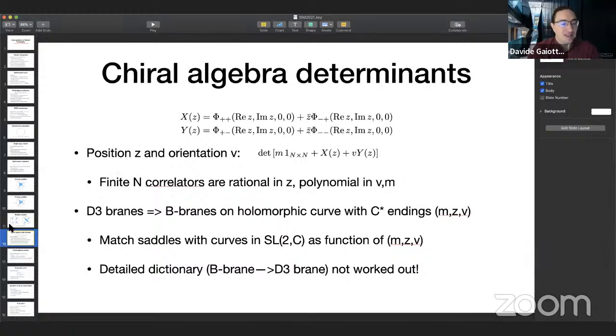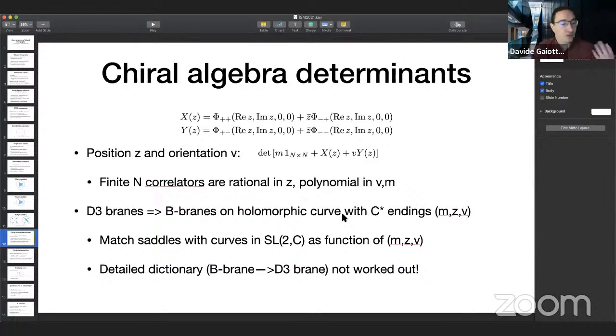What were the D3 branes in the physical theory should become the D2 branes in the B model, essentially things that wrap a holomorphic curve inside a 3-dimensional complex geometry. And these parameters M, Z, and V control some endpoints of these D-branes as they approach the boundary at infinity in SL(2,C), along some C star.